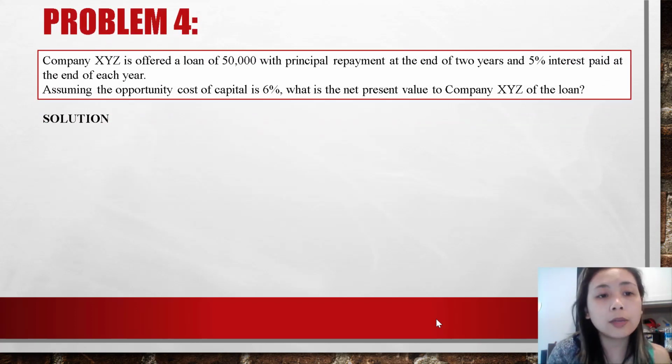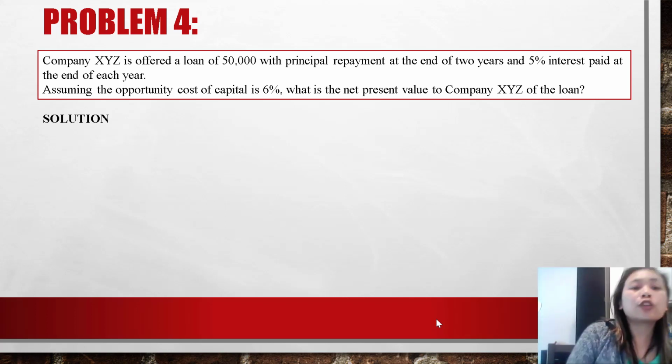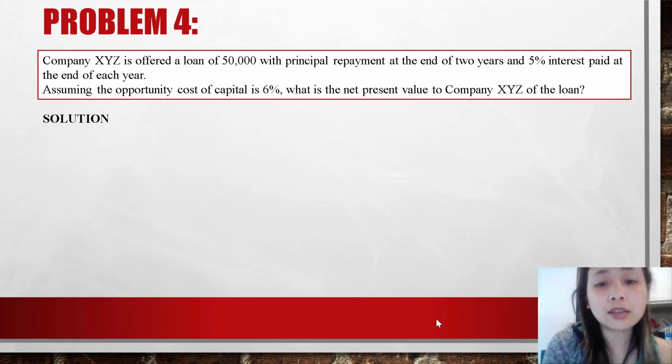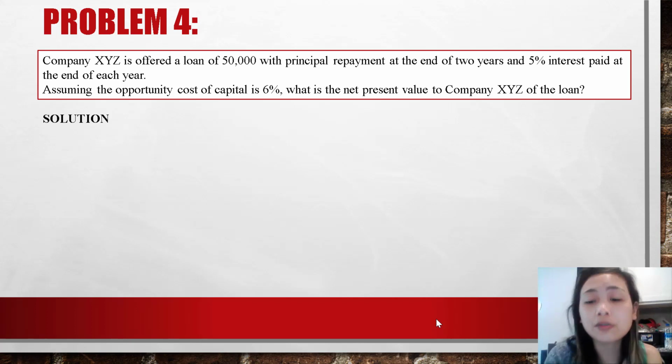Problem 4. Company XYZ is offered a loan of $50,000 with principal repayment at the end of 2 years and 5% interest paid at the end of each year. Assuming the opportunity cost of capital is 6%, what is the net present value to company XYZ of the loan?